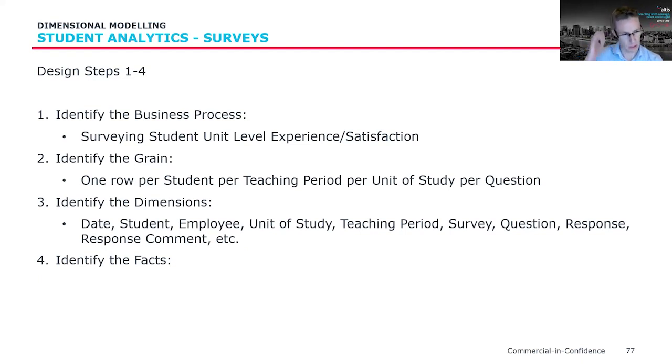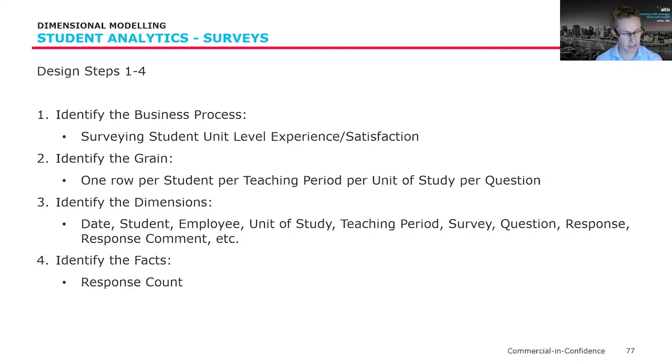What sort of dimensions we'd be looking at here is so wanting to understand which student was taking the survey, which employee, which university employee was actually responsible for delivering that unit of study that their survey pertains to, which teaching period it was taken in, what survey type that might have been, the survey question, possible responses that they can have to that survey question, and then another dimension for capturing response comment if it was a free text type question.